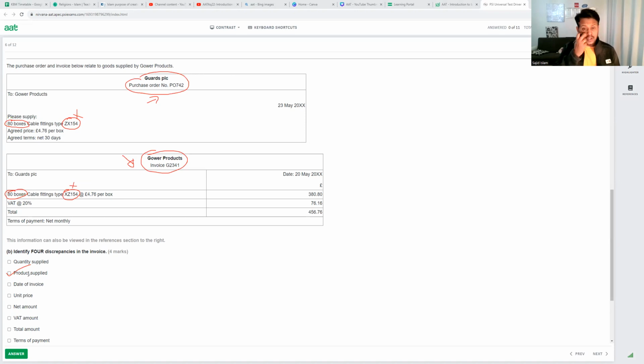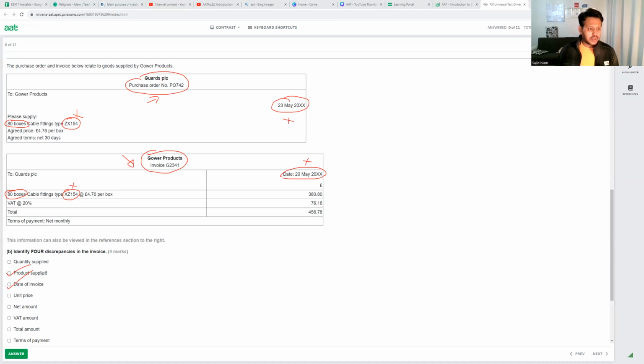Then the date of the invoice. Let's have a look. I made the order on 23rd of May, and they put the date on the invoice as 20th of May. This is not correct because they cannot send me the invoice before I make the order. The invoice date can be after I made the order, but before I make the order, they cannot just send me the invoice. So for that reason, it is wrong. So the date of the invoice is also wrong. It cannot be before the order.